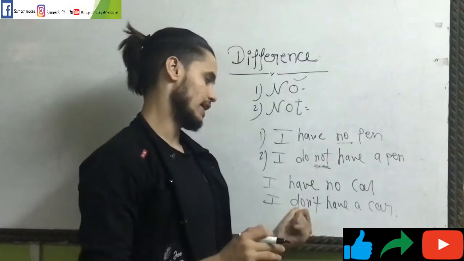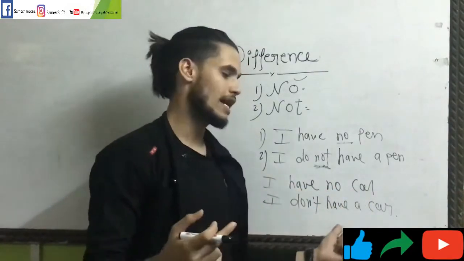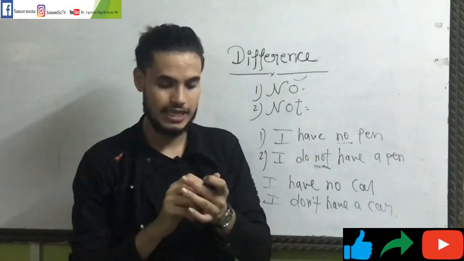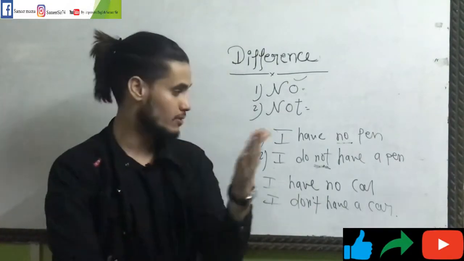सो ये डिफरेंस होता है. आई हैव नो बाइक, मेरे पास बाइक है बट घर पर है. आई डोंट हैव अ बाइक, मेरे पास बाइक है ही नहीं. तो इस तरीके से हम समझेंगे कि नो और नॉट में क्या डिफरेंस होता है. सो आई होप कि आपको समझ में आया होगा.